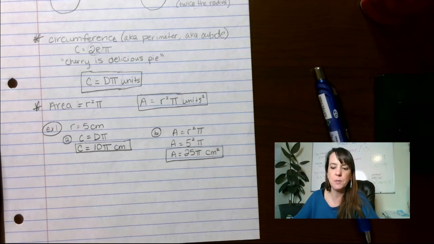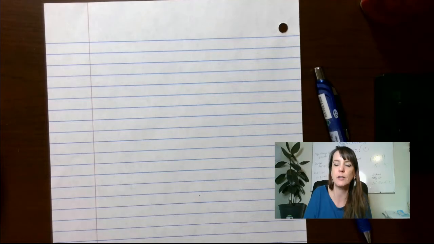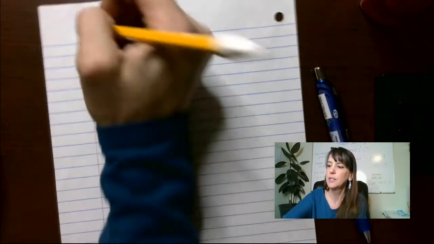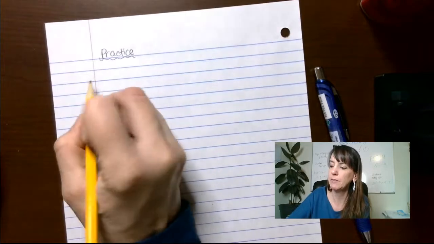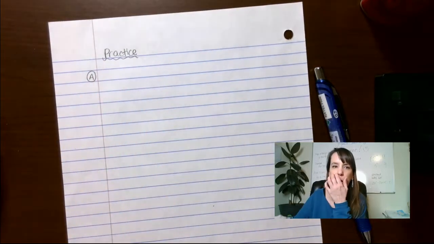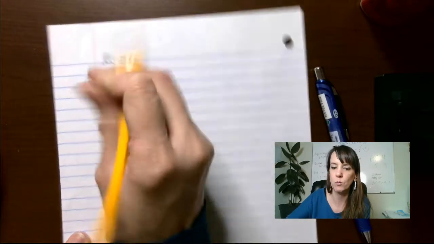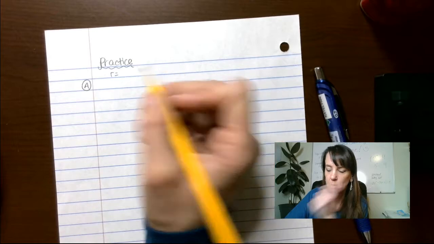Okay, so let's do some practice problems on page 60. Here are your practice problems. Go ahead and do those. Pause the video, do those, come on back. So practice, remember your practice problems need to go at the top of your homework. A, what is the radius of a circle? I'll just write it right up here. Radius equals 100 meters.